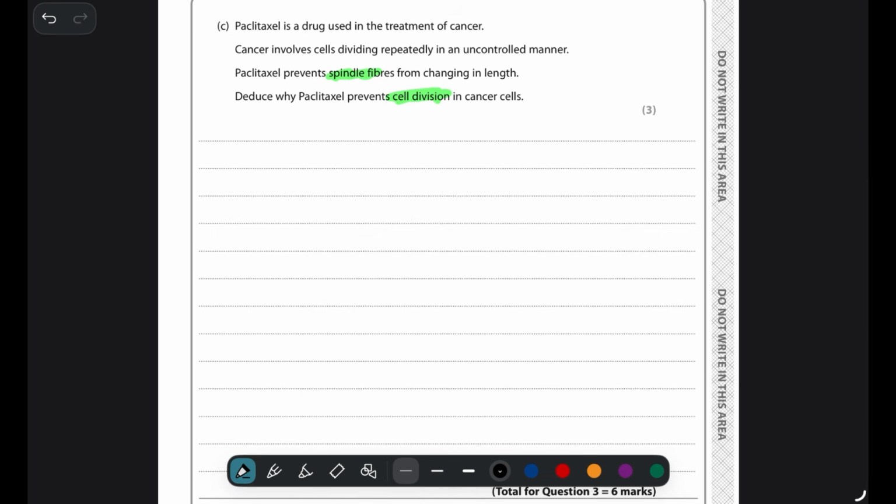So what's actually happening? So we're going to say spindle fibers used in anaphase. Okay, and what do they do in anaphase? They separate the chromatids. Okay, so we're knowing that spindle fibers separate the chromatids. Now, we need to think, okay, that's our point.